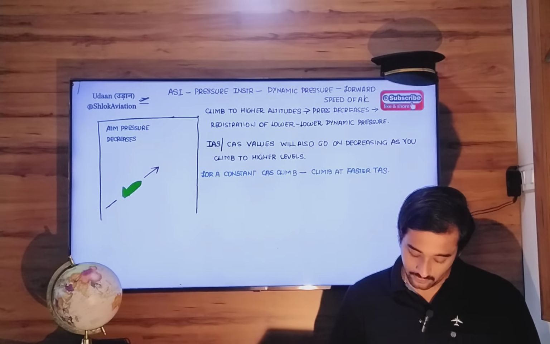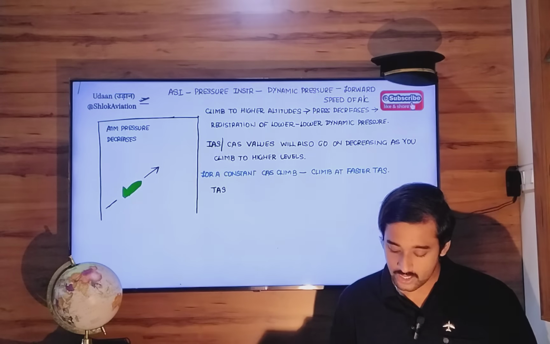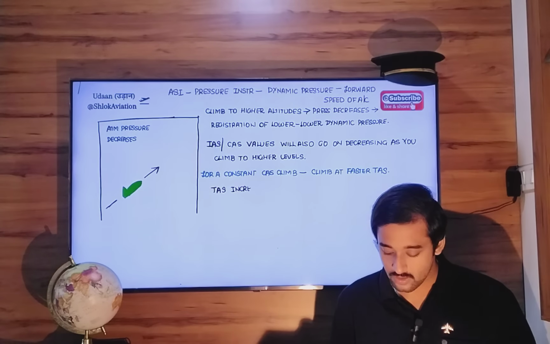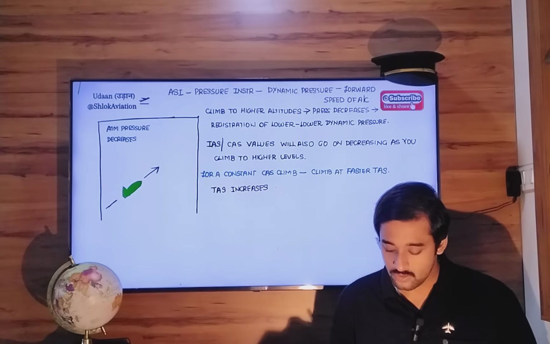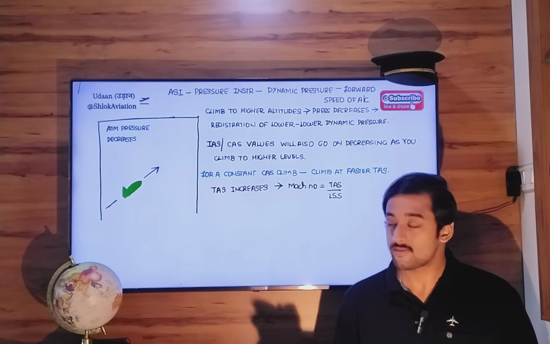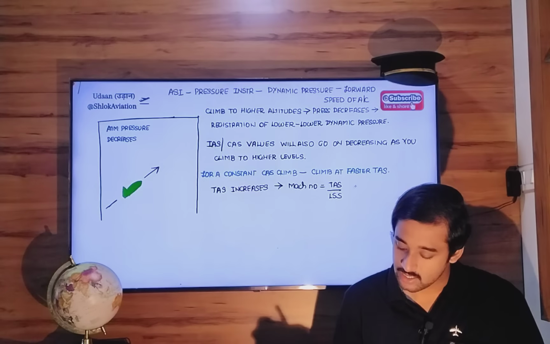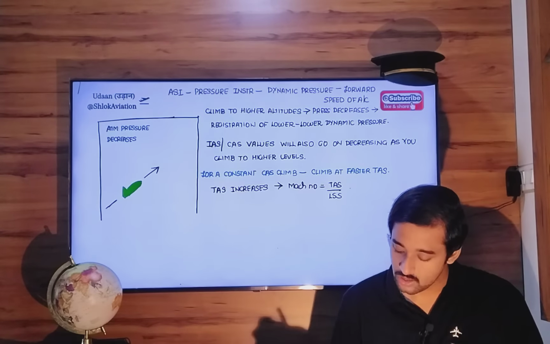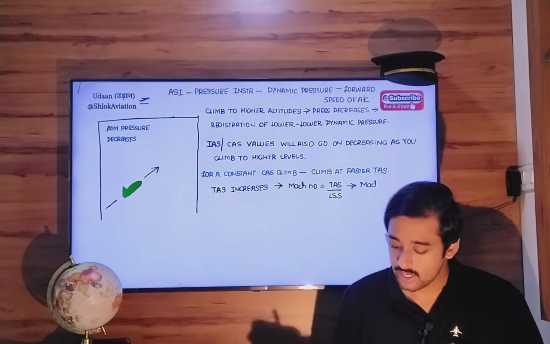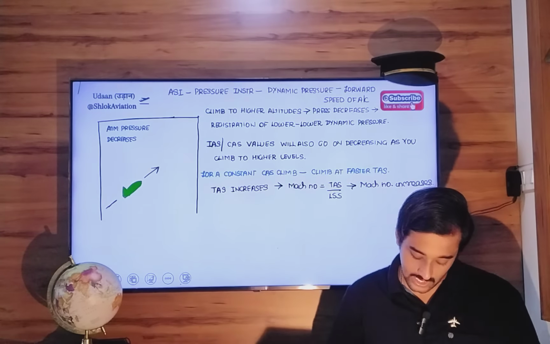So next step, when true airspeed increases, Mach number, what is Mach number? Nothing but TAS divided by local speed of sound. So if TAS increases, Mach number will also increase. Correct? Another formula for Mach number is dynamic pressure divided by static pressure.